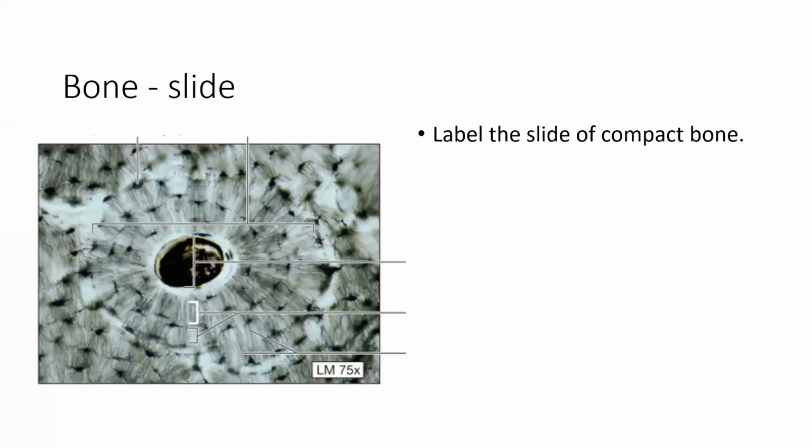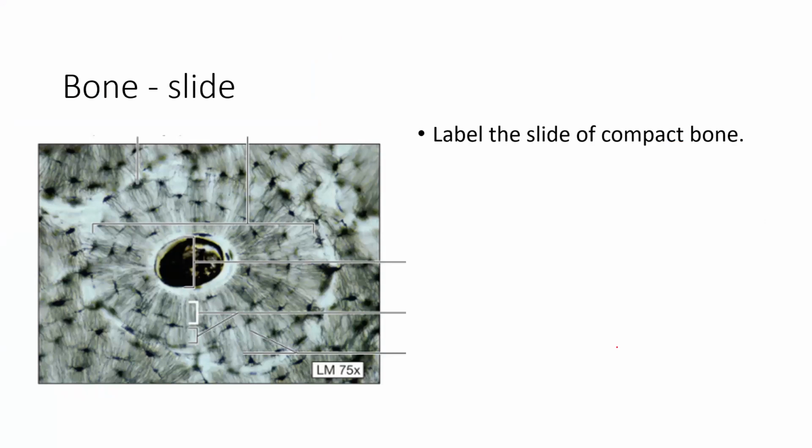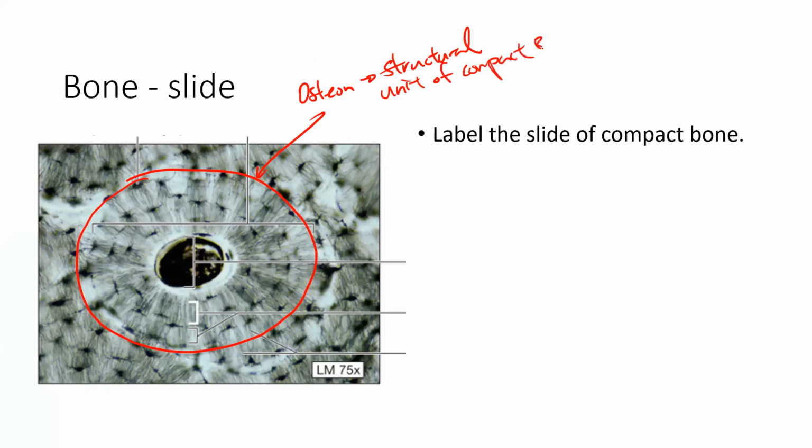Bone slide. Let's take a look at these. So the entire thing, right? This is like a thin slice of bone. It's actually pretty cool. This whole thing is an osteon, which is the structural unit of compact bone.